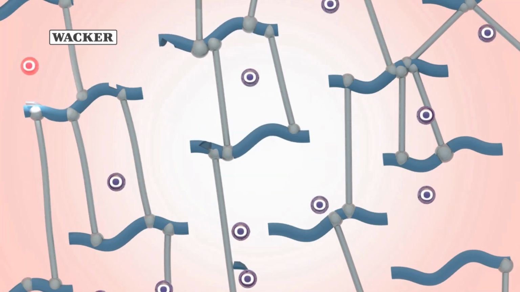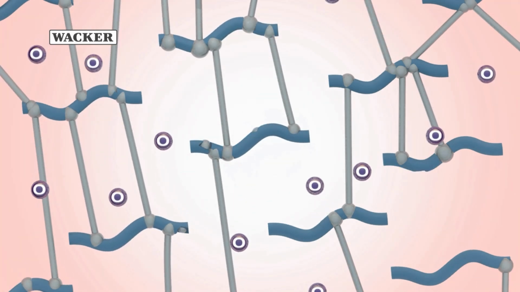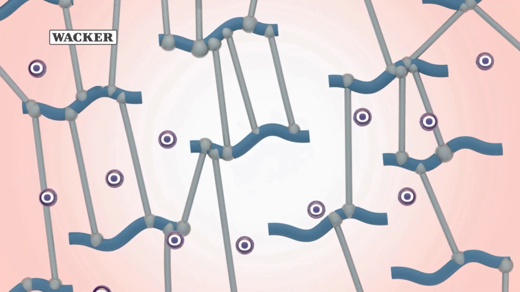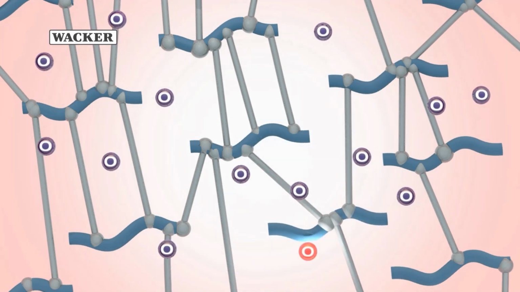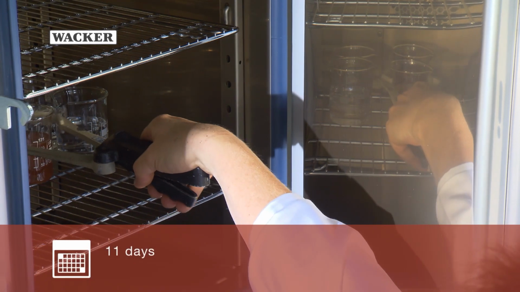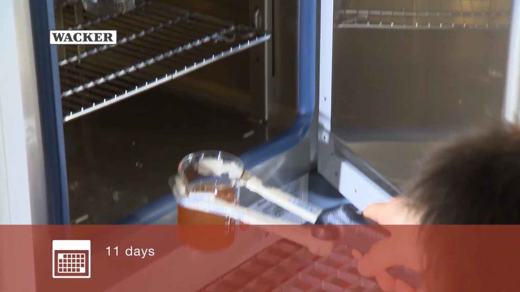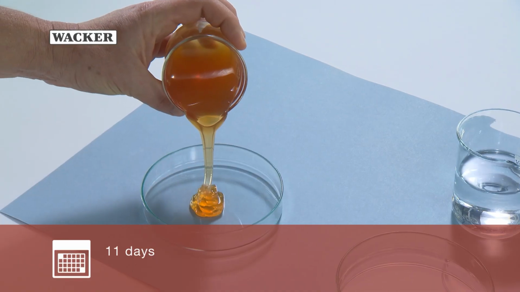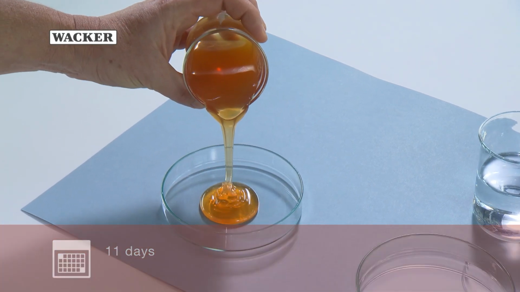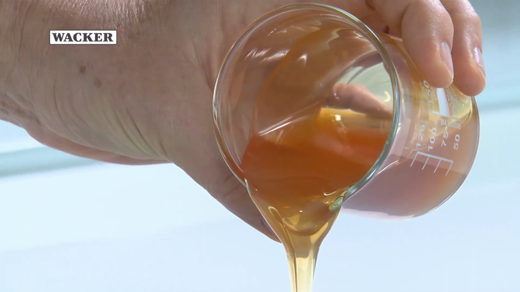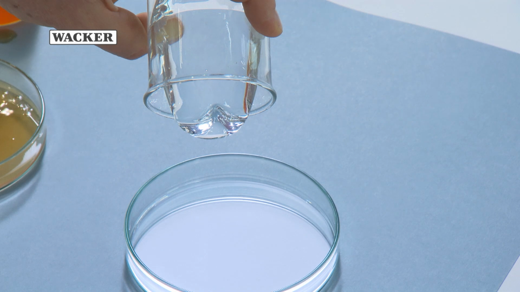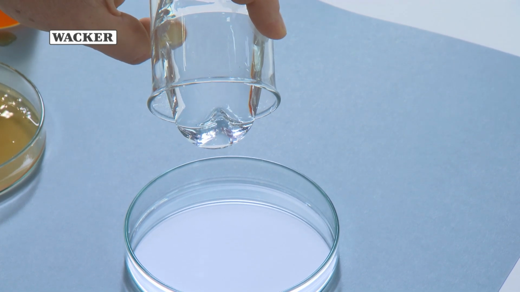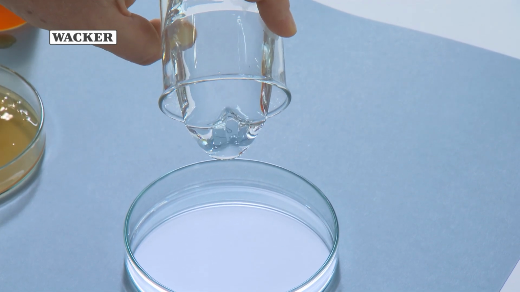The use of special stabilizers, as is the case in WACKER AKC fluids, inhibits or at least slows this cross-linking process dramatically. This is why the viscosity of the AKC fluid remains unchanged even after 11 days. AK fluid, on the other hand, is not stabilized, and cross-linking has progressed to produce a gel-like consistency.